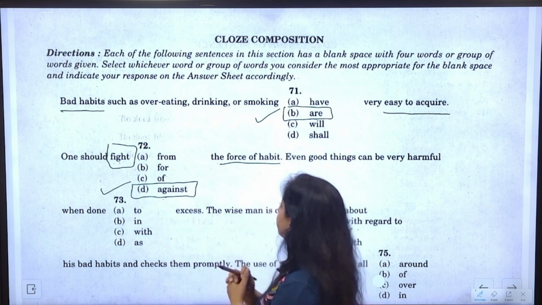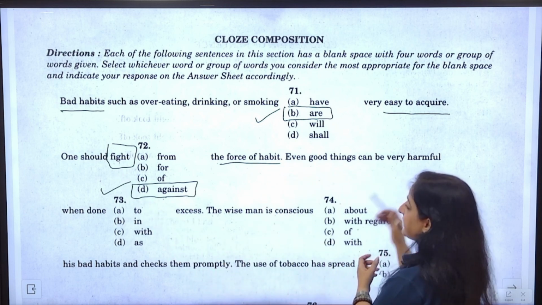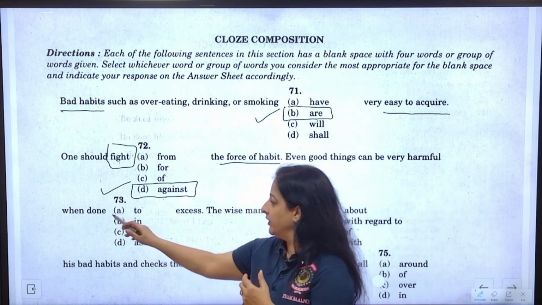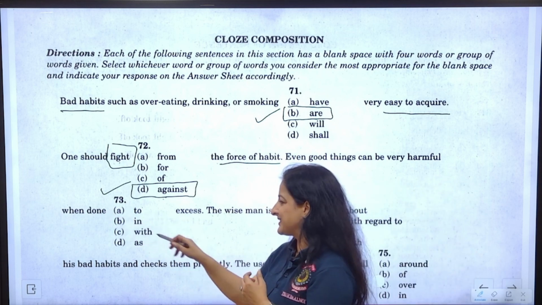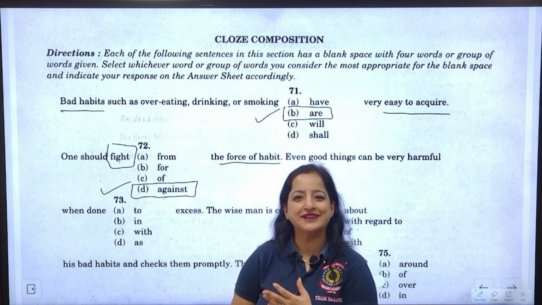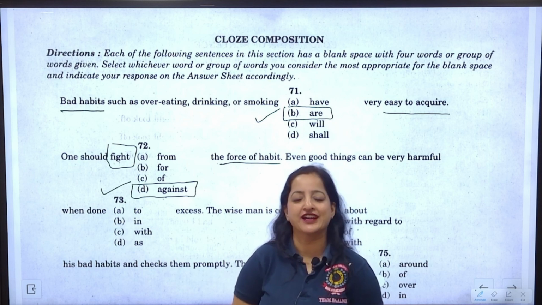So fight against. Even good things can be very harmful when done to excess, in excess, with excess, or as excess. What do you think? This one is a little tricky actually.